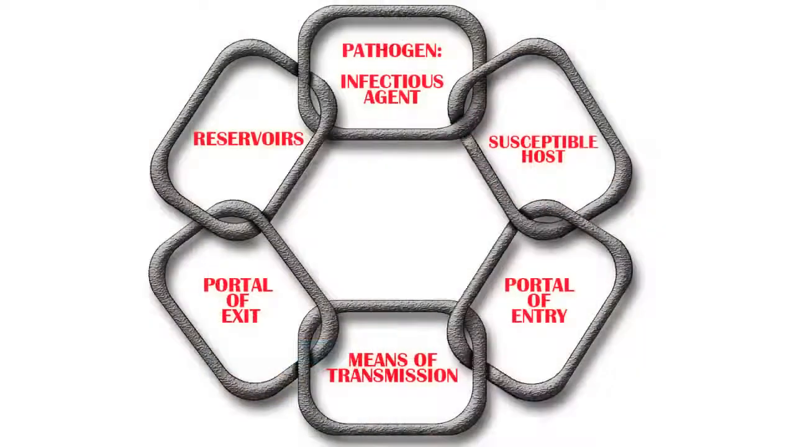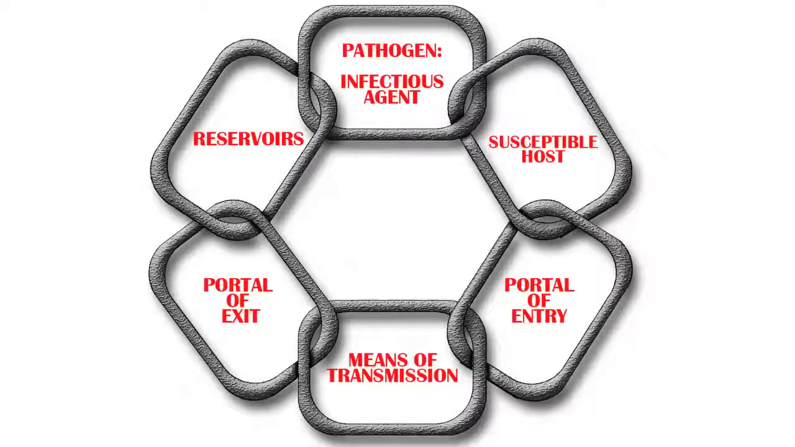So at the top of the chain, the top link is pathogens. You have to have germs. They can be a virus or a bacteria or a parasite. You have to have pathogens. You have to have enough of them, and they have to be virulent enough, alive enough to actually make you sick.